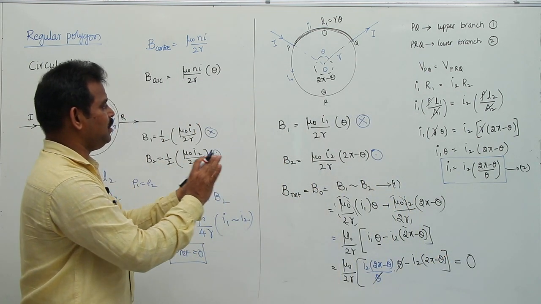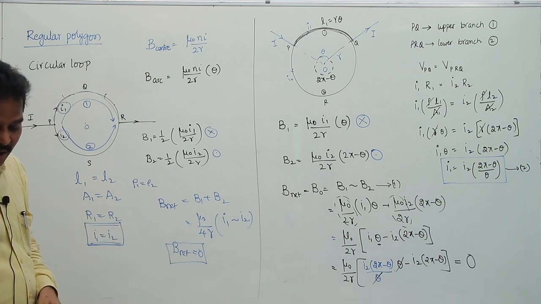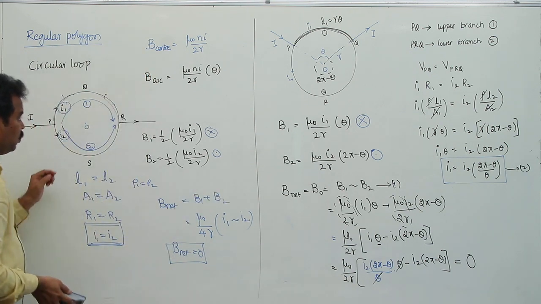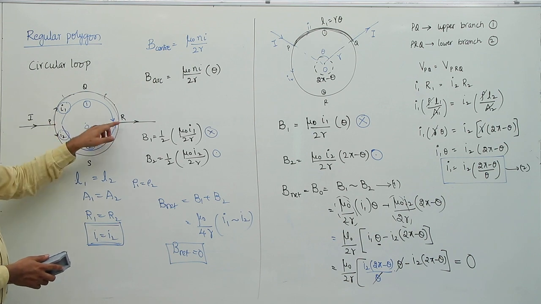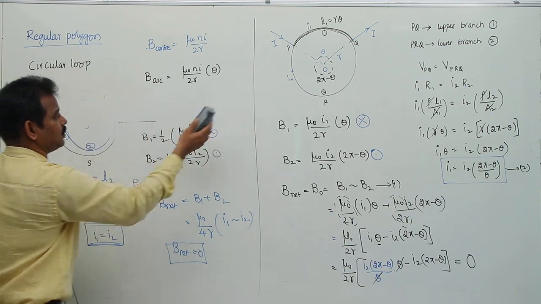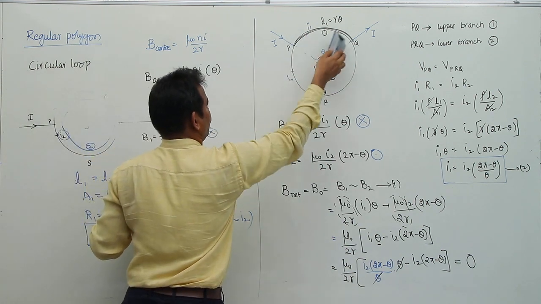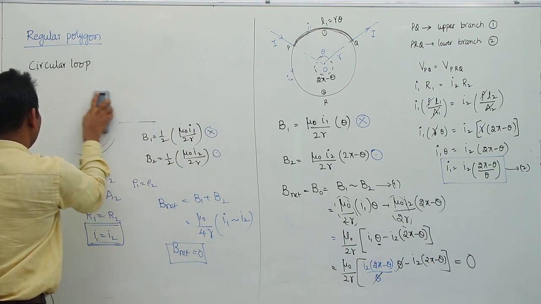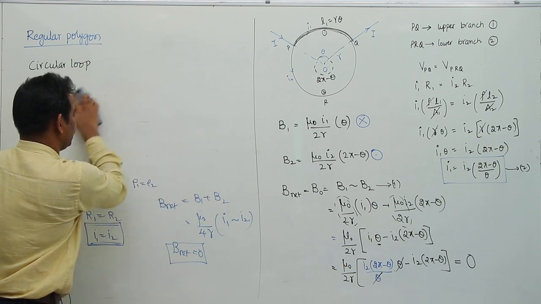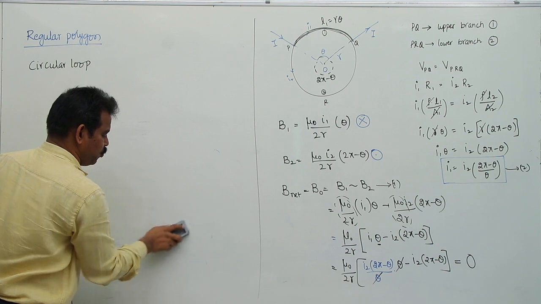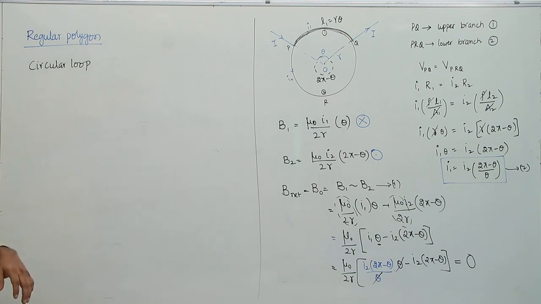So for any circular loop, if a battery is connected between any 2 points, the magnetic field at the center always becomes 0. If this is connected exactly opposite corners, magnetic field strength at center will become 0. If it is connected somewhere not diametrically opposite, then also the magnetic field at the center will become 0. Now not only this one, if you take any circular loop, if you connect the battery at any 2 points, the magnetic field at the center is always 0.